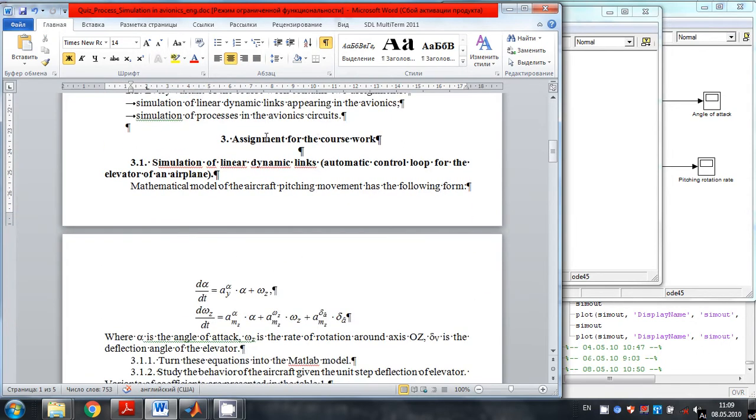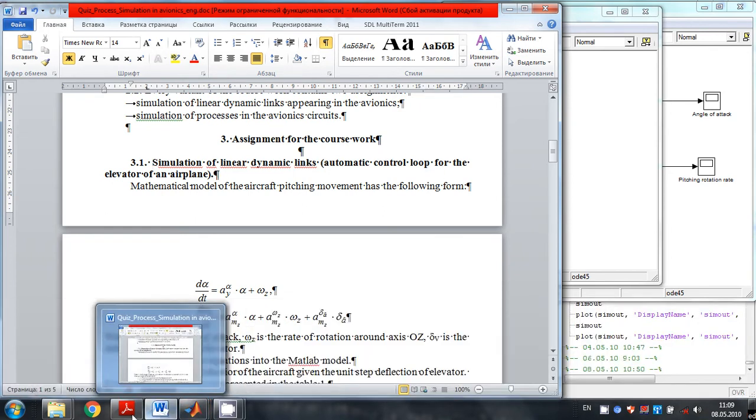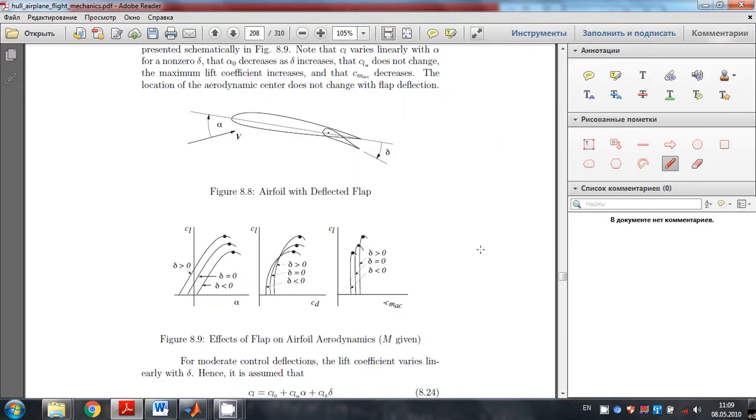As the assignment for the first part of the coursework, we use as the linear dynamic link the automatic control loop for the elevator of an airplane. How does this elevator look like, and what is the elevator? I'm referencing you to this handbook. You can find something similar online when you Google just an elevator. There are lots of pictures online.